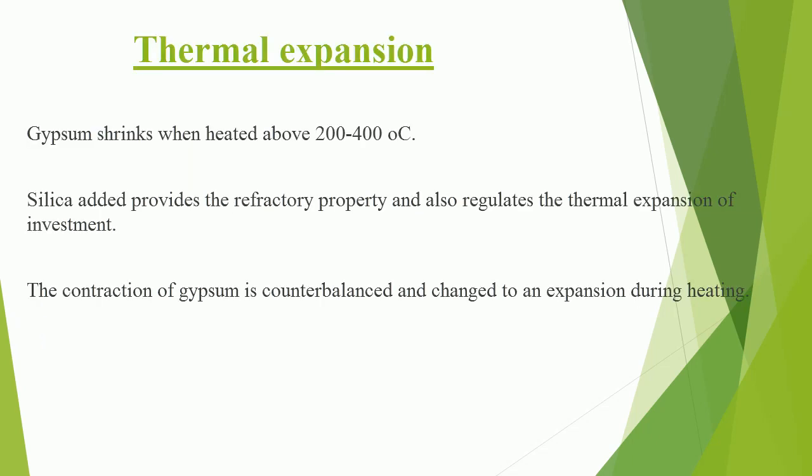The usual thing about gypsum is that it shrinks when it is heated above 200 to 400 degrees. So the silica added provides the refractory properties and also regulates the thermal expansion. Contraction of gypsum at high temperature is counterbalanced and changed to an expansion when silica is added during heating.